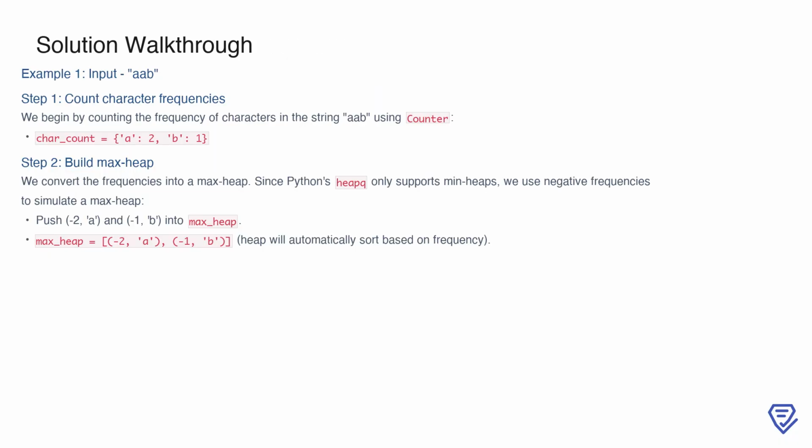To solve this problem, we start by analyzing the input string "ABA". The first step is to count the frequency of each character using Python's Counter class. This gives us a dictionary where A appears 2 times and B appears once.